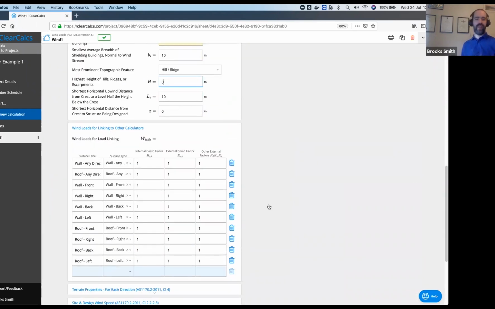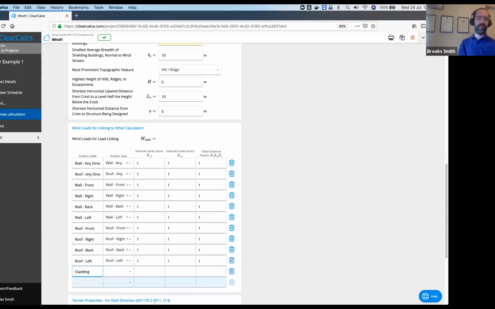If you would like to change any values that you will load link out, by default, we're assuming that your combination factors are 1 and all of your other K values, the area reduction factor, the permeability factor, etc., are all 1. If you'd like to add more, you may.